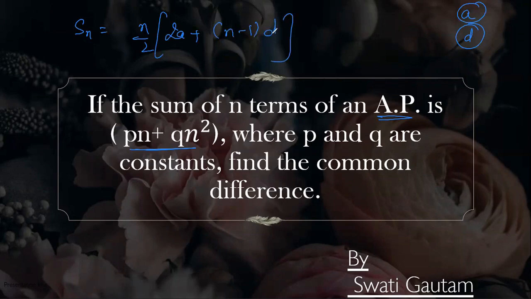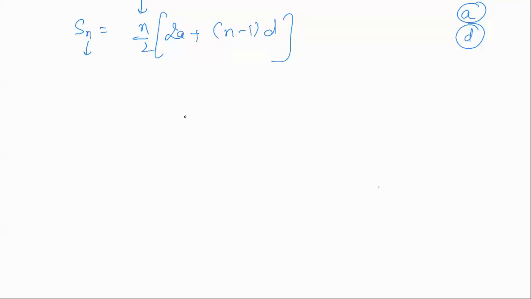Now we don't know the common difference, the first term, or how many terms there are. Everything is the same, we are using this formula, but we have the sum, so under the sum we will write the sum only. Let's move to a new page to understand it clearly. We have a single equation. The sum given in the question is Pn plus Qn square, which equals n by 2 times (2a plus (n minus 1) times d).